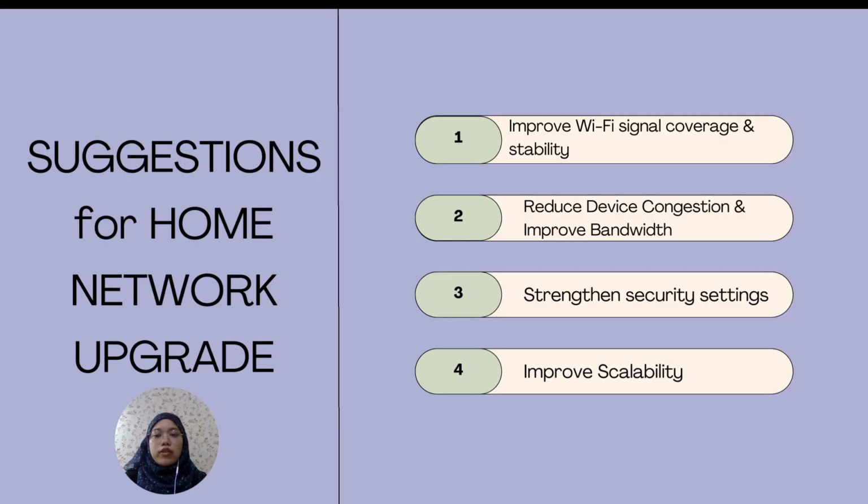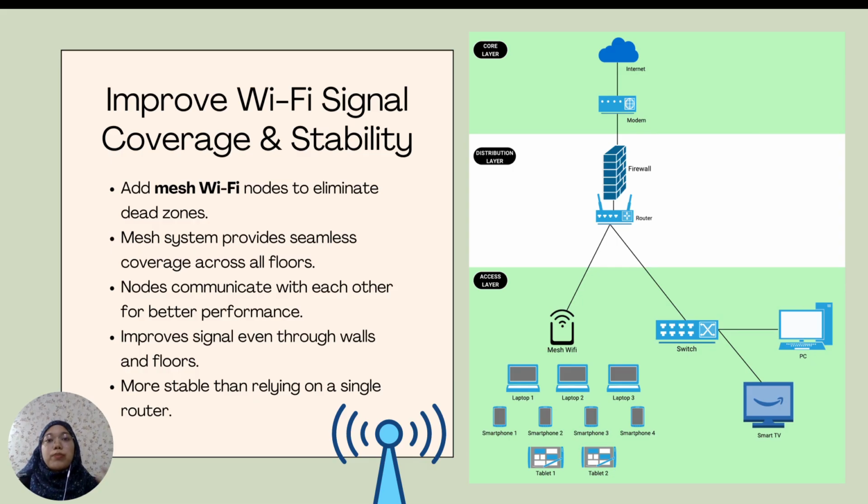So to cater to all of the four problems in the home network setup, there are a few suggestions that can be done. To improve the problem of weak Wi-Fi signals in the dead zone, the best solution is to add mesh Wi-Fi nodes, which can help to extend Wi-Fi coverage to all areas in the house, especially places on the first floor that do not get enough signal from the main router. A mesh Wi-Fi system is better than just using one router because it creates a stronger, seamless connection across the home. The nodes communicate with each other and the main router to cover the whole house, even through walls and floors.